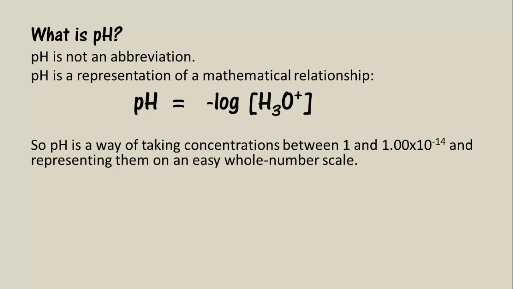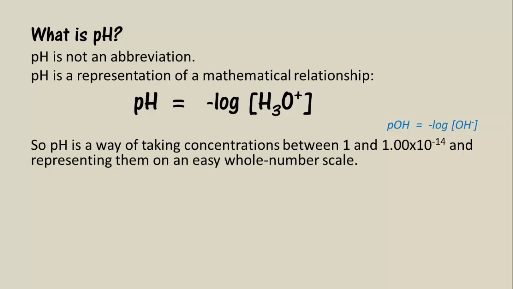The P in this equation stands for potential, which really means negative log. So pH is a measure of the hydrogen potential, i.e. the negative log of the hydrogen concentration. Now here's something that might do your head in.